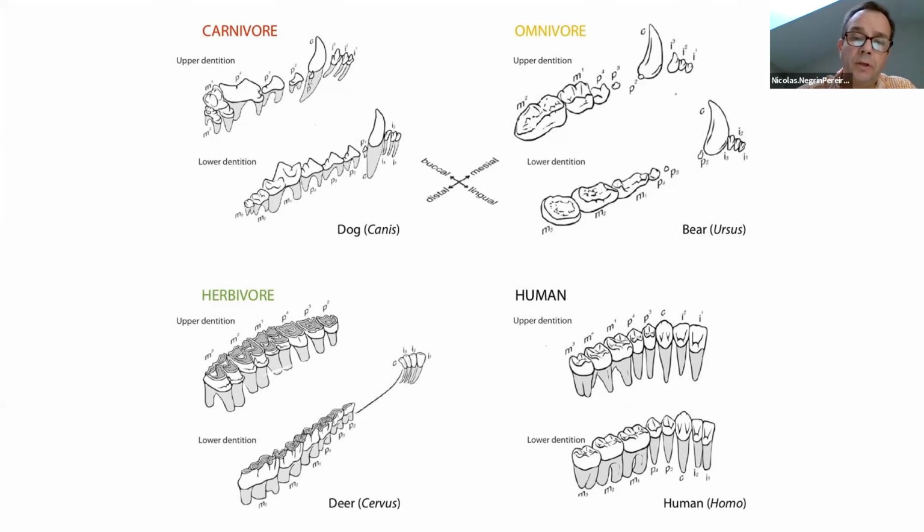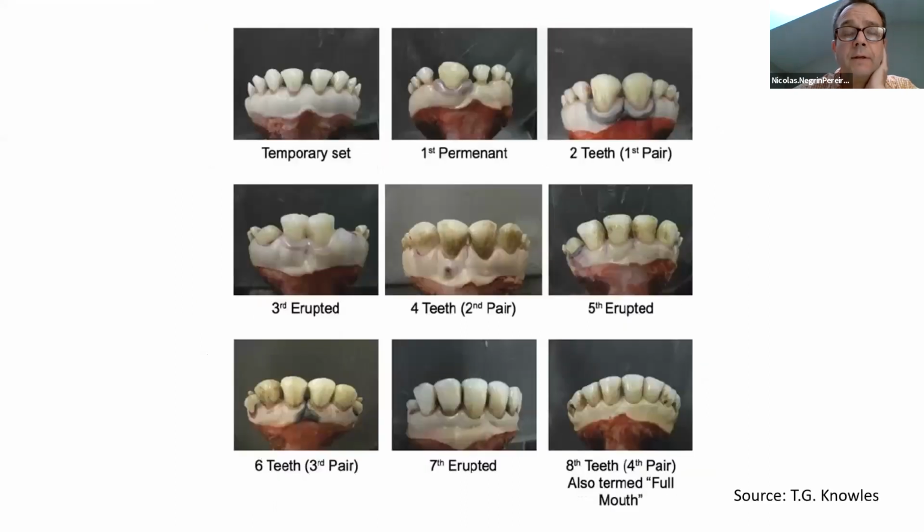And of course, the human as an omnivore shows different shapes and sizes of teeth, adapting to the different components of a very varied diet that normally humans and omnivores have. So this is a series of pictures showing the teeth in cattle.